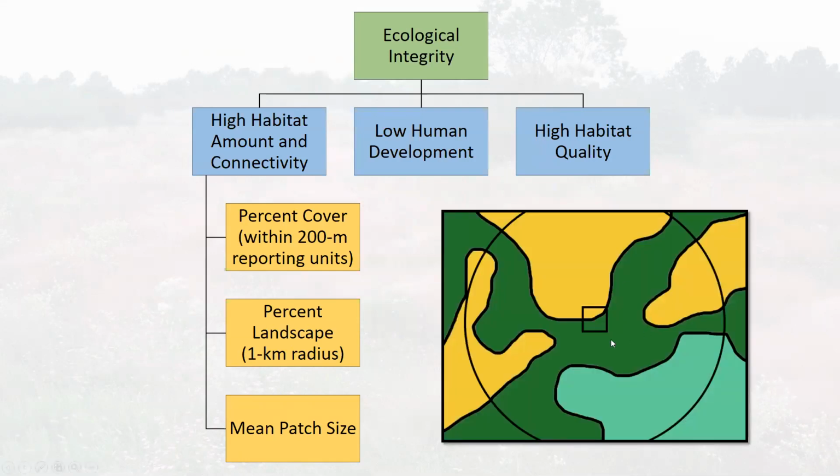This illustration here gives you an example of that real quick. You have a 200-meter reporting unit in the center, and then that 1 kilometer radius, and various different patches of habitat intersecting different levels of that. So that's just to give you a quick overview of how habitat amount and connectivity and low human development are calculated and feed into ecological integrity ratings.